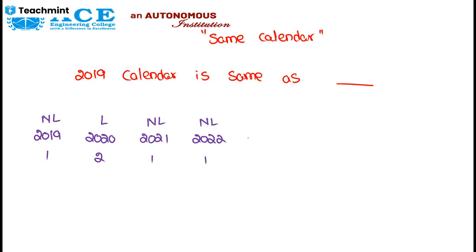2022 non-leap year, one odd day. 2023 non-leap year, one odd day. 2024 leap year, two odd days. 2025 non-leap year, one odd day. Sir, we have to continue like this. How many years should we proceed like this?